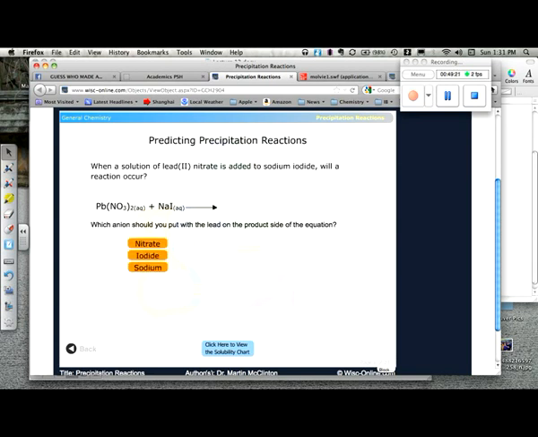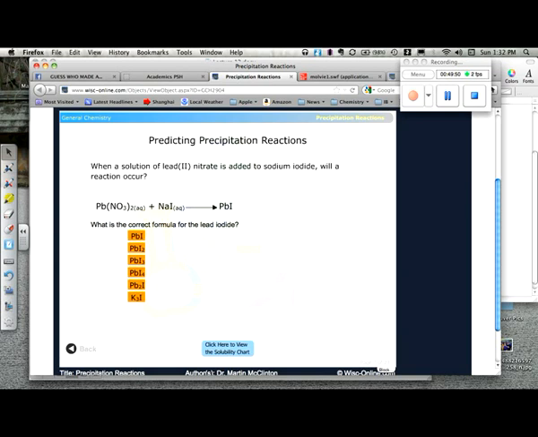So it's asking us here, which anion should you put with the lead on the product side? Is lead going to go with nitrate on the product side? No, because it's with nitrate on the reactant side. It certainly won't go with the sodium because they're both positive, so it's going to go with the iodine. Okay, and lead is +2 over here.